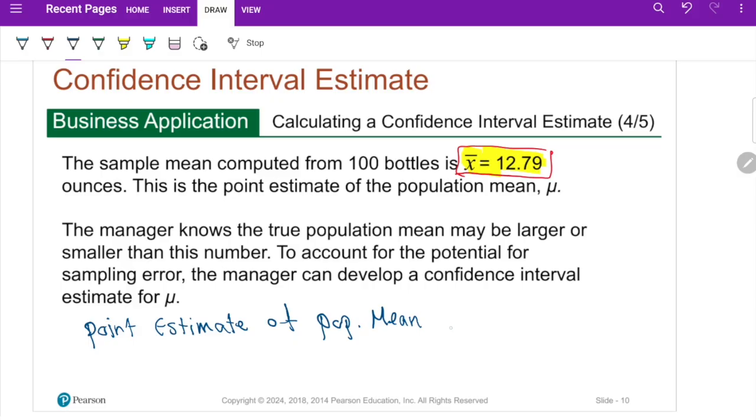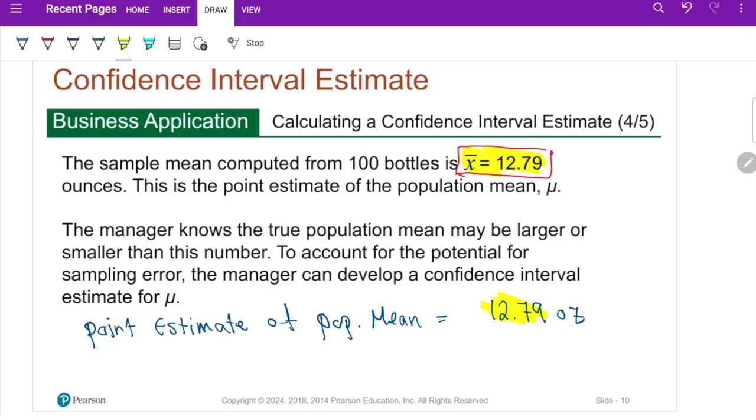So what did we do? We took a sample of 100, then we found the average. We got 12.79. Then we can call this the point estimate of the population mean. So this is 12.79. But there's a problem: the point estimate is not enough, because the population mean can be larger than this number or smaller than that number, right? It could be larger or smaller than this one.